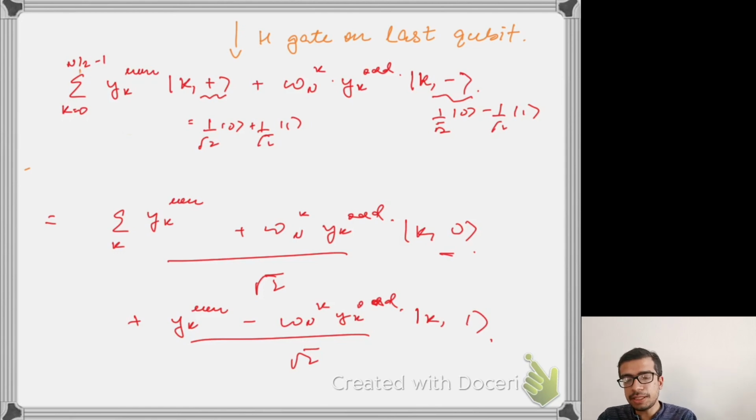for the terms which were less than N by 2, I wanted a plus sign, and for those greater than or equal to N by 2, I wanted a minus sign. So essentially this looks correct, but this ket 0 and ket 1 should have been in the most significant bit instead of the least significant bit.